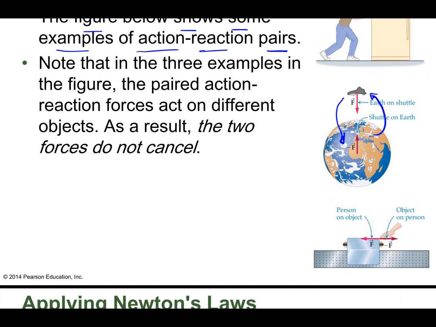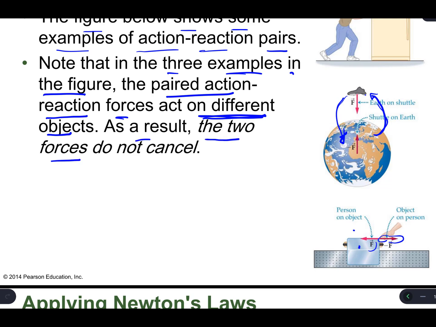The third one, as you see here, a person. This is the force from the person on the object, and there is another force from the object on the person. Note that in the three examples in the figure, the paired action and reaction forces act on different objects. Earth acts on the shuttle, and the shuttle acts on the earth. As a result, the forces do not cancel. The forces do not cancel because they are applied on different objects.